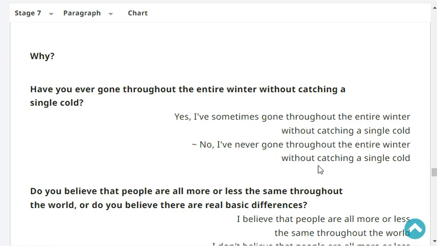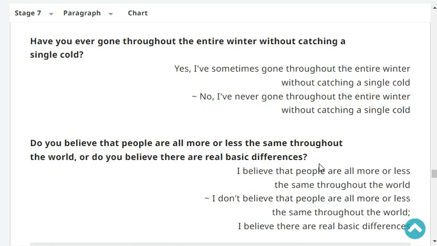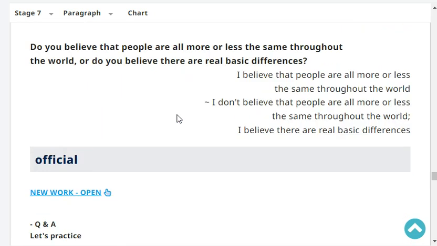Very good. Have you ever gone throughout the entire winter without catching a single cold? Yes. I've sometimes gone throughout the entire winter without catching a single cold. Do you believe that people are more or less the same throughout the world, or do you believe there are real basic differences? I believe that people are all more or less the same.